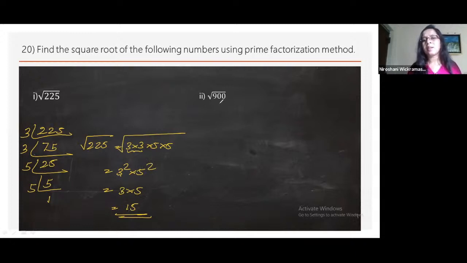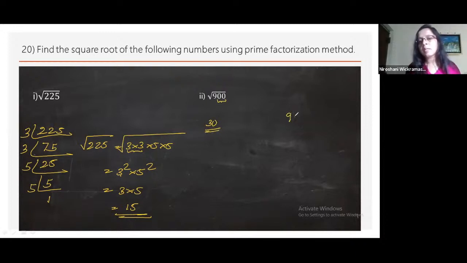Then 900. Really, I will tell you a short method, but they ask us to find it by the prime factorization method. In addition to that, I will explain this method. You know 9 is a square number, right? The square root of 9 is 3. Here 2 zeros are there. Take 1 zero for the square root straight away, and you can write that it is 30.